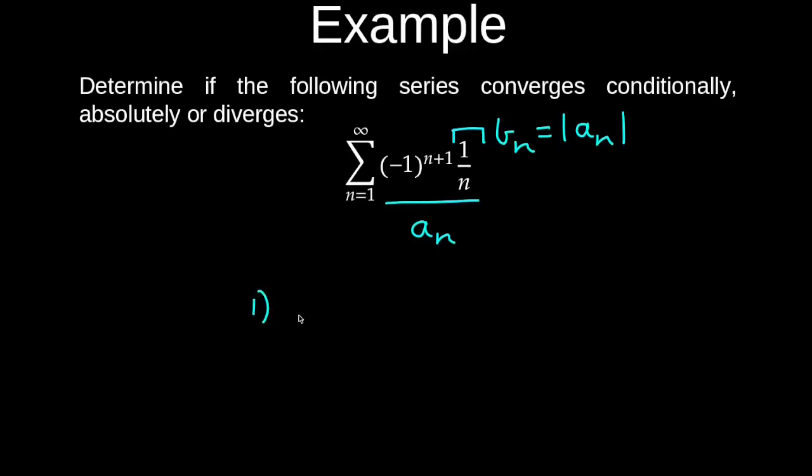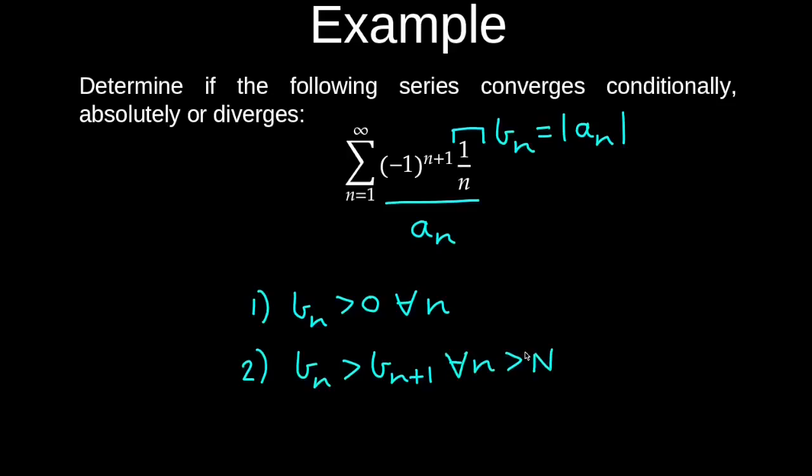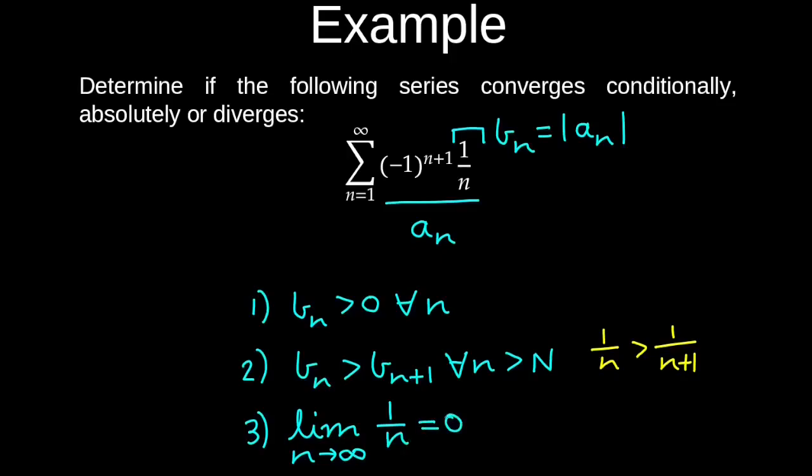So in this test we just check if bn is greater than 0 for all n, which is true. And then we check if bn is greater than bn plus 1 for all n above some integer. Well, as we can see, 1 on n is greater than 1 on n plus 1 for all n. So this is satisfied. And then we check if the limit as n goes to infinity of bn is equal to 0, which is the case. So in other words, so far, the series an converges conditionally.